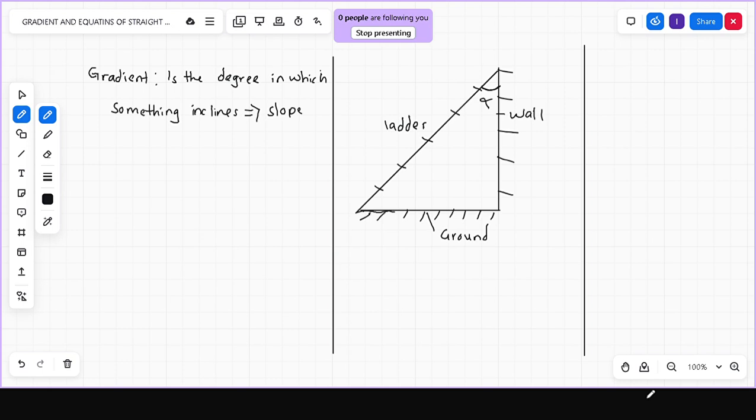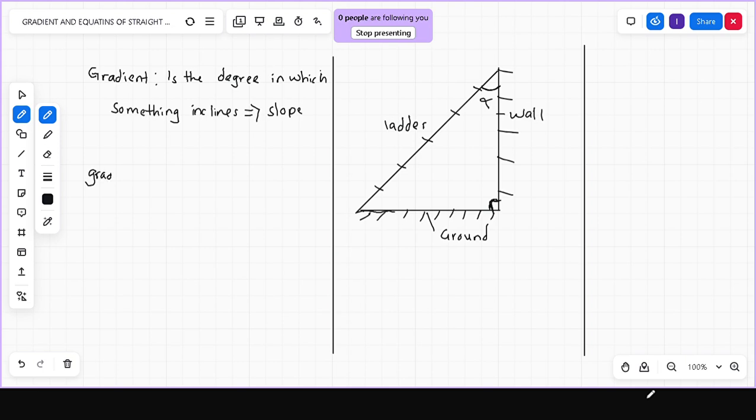This wall here, in maths we call it the vertical line, and this one represents the horizontal line, that is the ground. The assumption in finding gradients when an object is inclined against the wall is that the wall and the ground make an angle of 90 degrees at this particular point. Now, to find the gradient of this given object, we need to find the gradient.